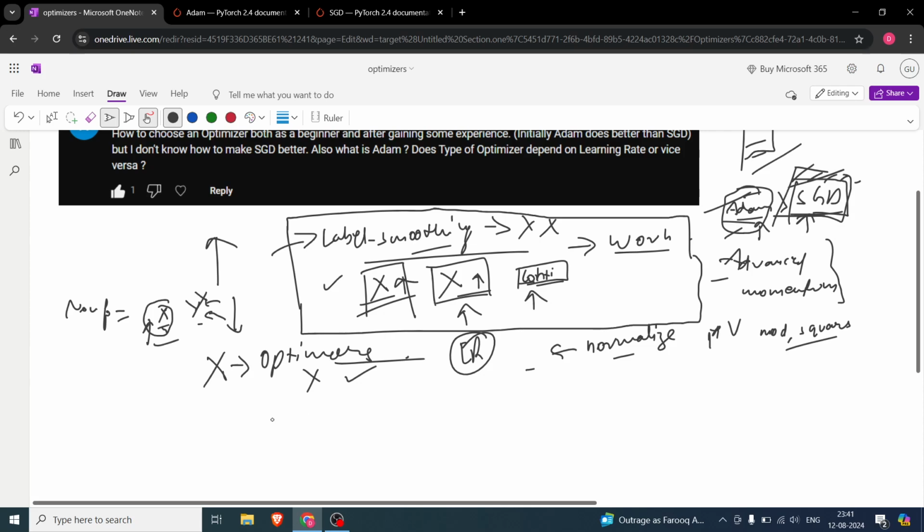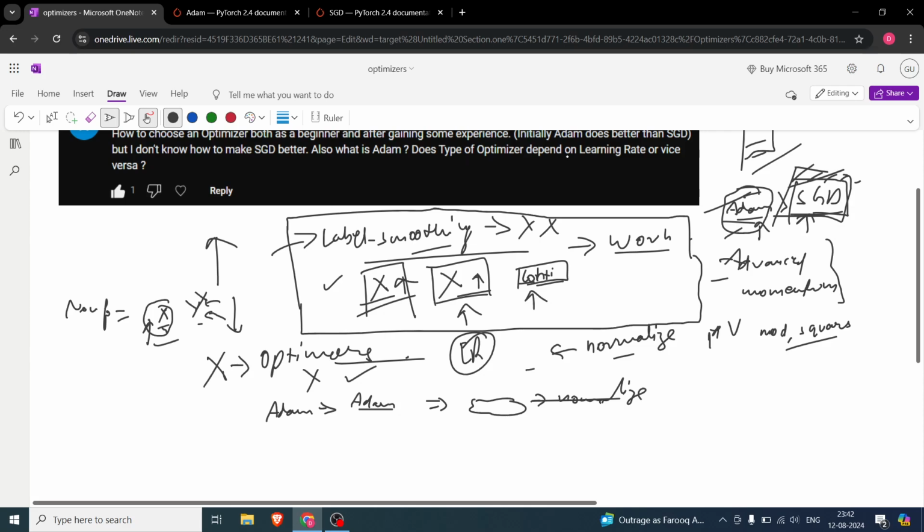And what is Adam? I'll not be telling that now because I need to cover it in one particular video, but basically it is an advanced optimizer which uses past gradients to normalize the present learning rate. So this is the idea. Don't have to get too much into that, because it will just confuse you. I'll have to make another video. It will be a little bit time consuming.